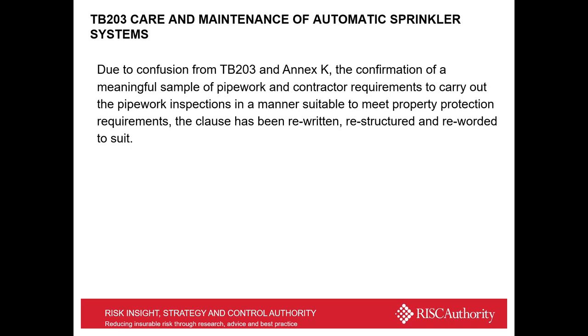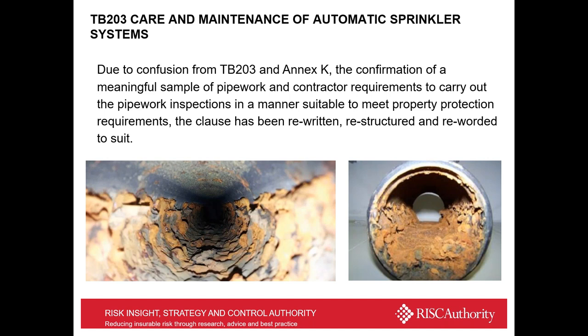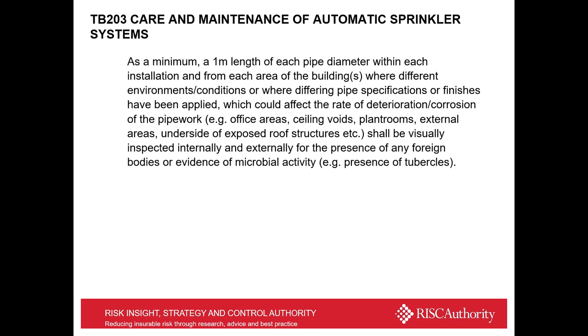Rewritten the clause, restructured it to suit. So the idea is that, this is the kind of inspection, as you can see in the photographs below, that is required for pipework over 25 years, photographic evidence. So the new clause is a minimum of a 1 meter length of each pipe diameter within each installation.